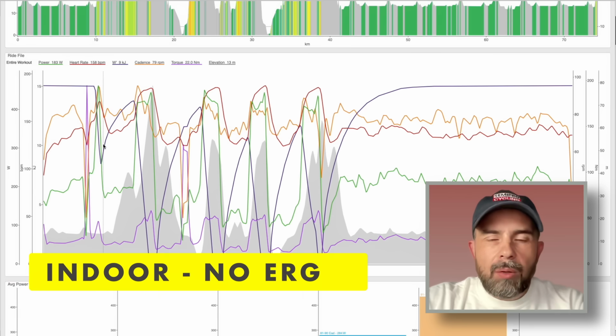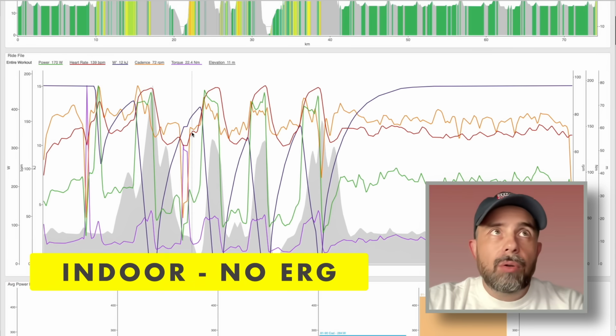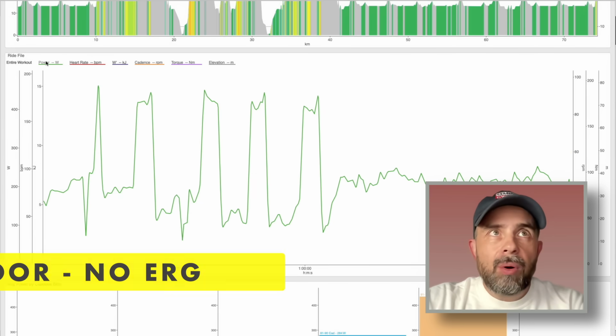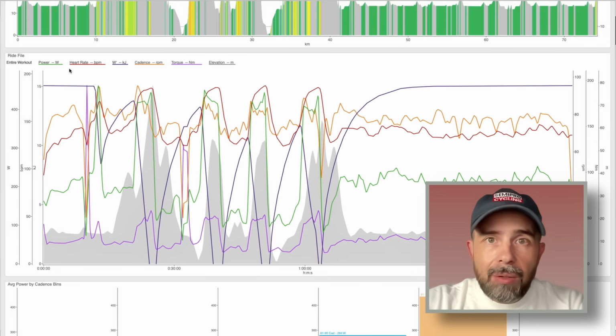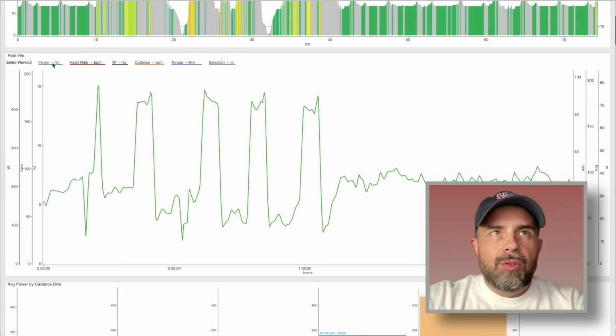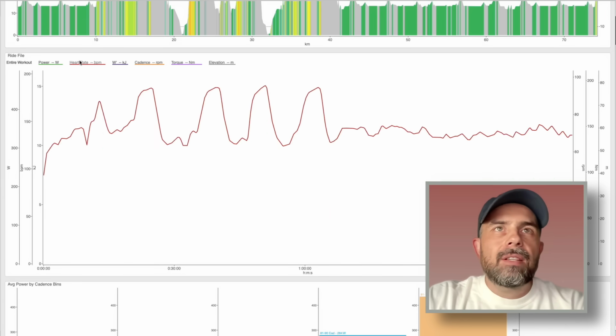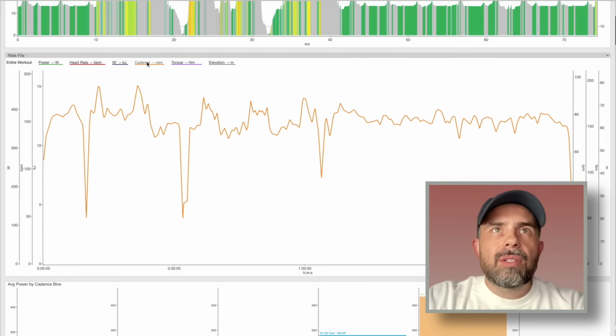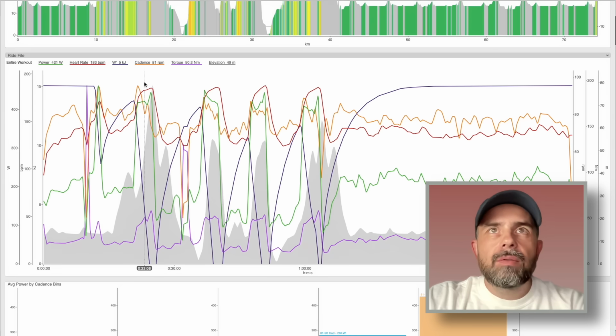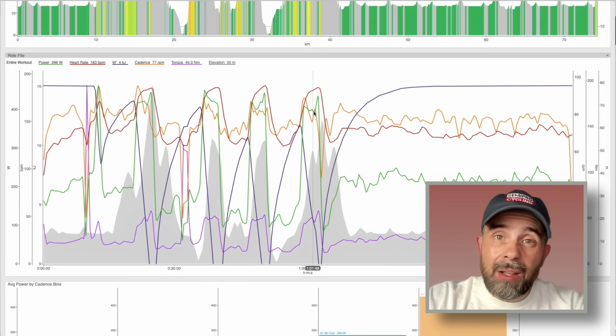Now here we are indoors, erg off, so self-paced, and you can see the power across these is a little messier. It's sort of the same kind of thing: you want to open hard for 20 to 30 seconds and then let power drift when you're holding the cadence. Cadence here drifts a lot, but you can see it did start hard for most of them and then kind of picked up on some of them, fell away on others.